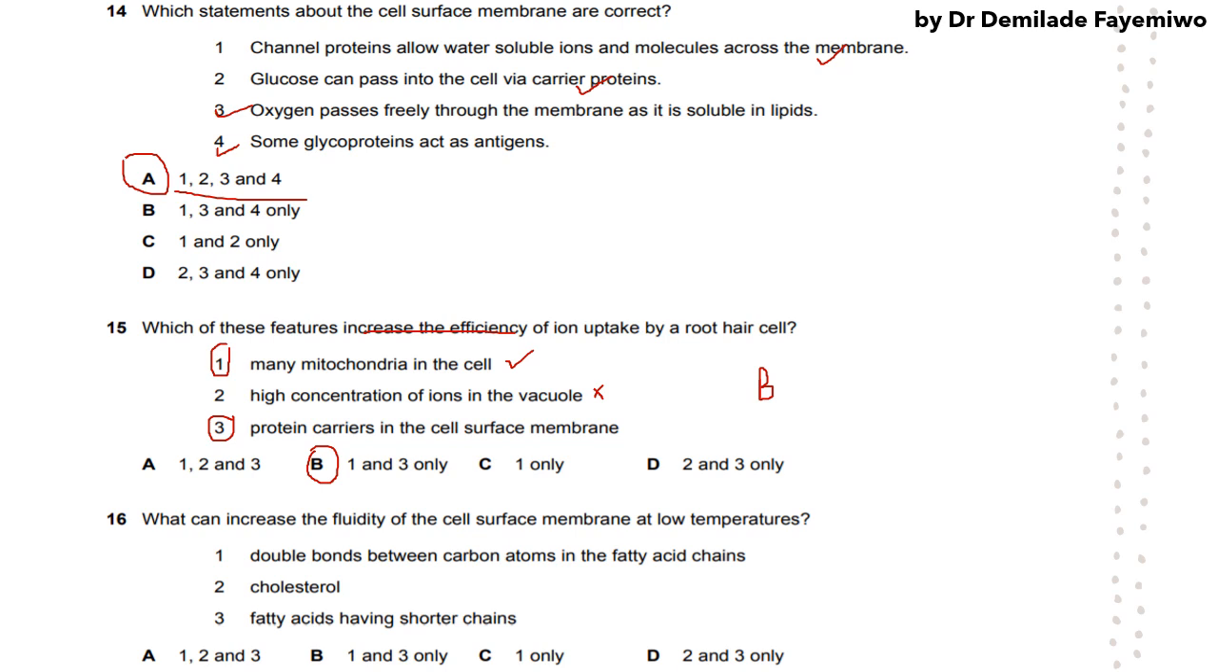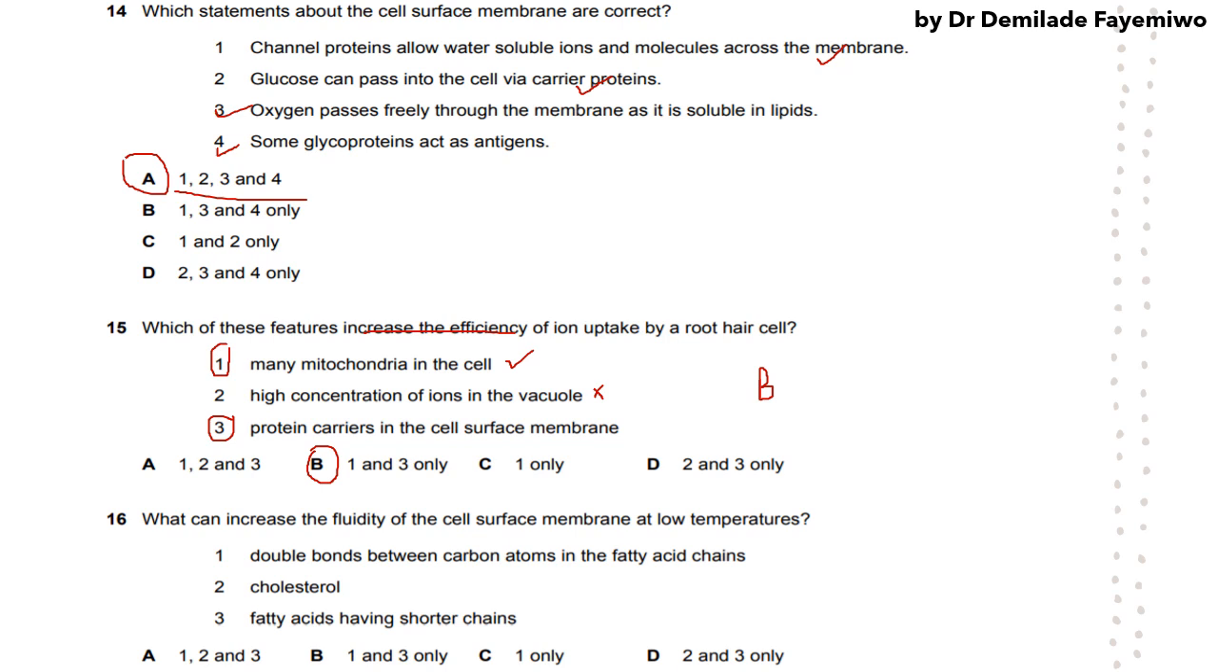Let's look at number 16. What can increase the fluidity of the cell surface membrane at low temperatures? This is always a good one. I absolutely love this question. And I think there was a student, one of you who was watching the videos, who helped to clarify the fluidity and how that affects the close packedness of the cell membrane. So if you haven't watched the chapter 4 videos, please make sure you go and check them out. So here, what can increase fluidity of the cell surface membrane at low temperatures?